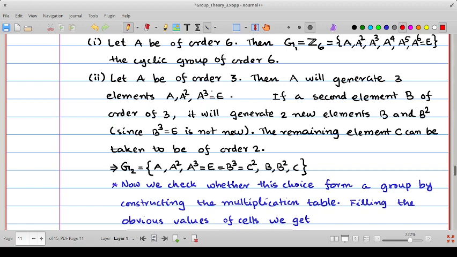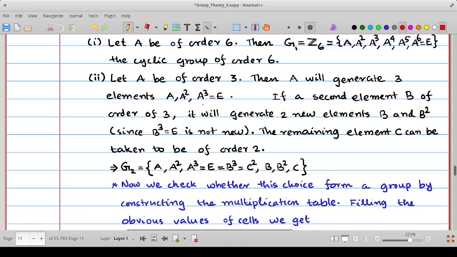Now for the second choice, obviously none of the group elements could be of order 6. So the next choice is 3. So we will assume that there is an element A which is of order 3. It will generate 3 elements, A, A square and A cube, but that is equal to E because the order of the element A is 3.